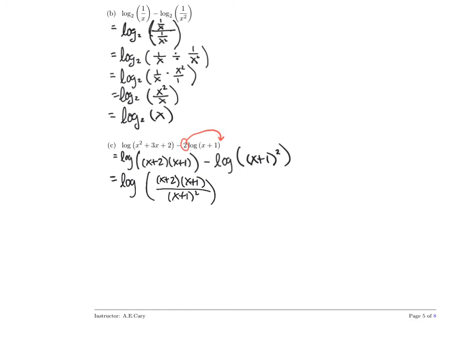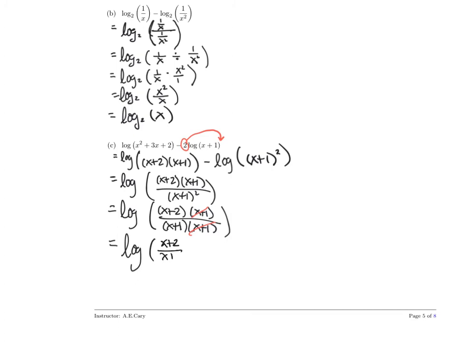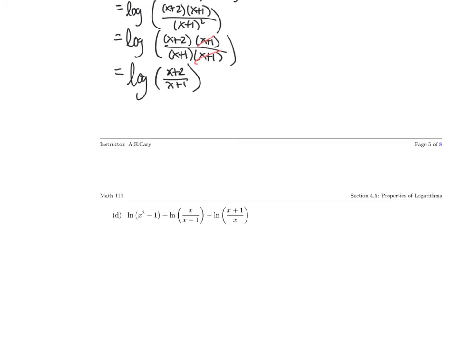Well, if I write this out the long way, it'll be log of x plus 2 times x plus 1 over x plus 1 times x plus 1, since that's what squared means. And I go, oh, you know what? Something does cancel out. Got that x plus 1 and that x plus 1, and we are left with log of x plus 2 over x plus 1. So it only took us a few steps, but we were able to simplify the whole thing into a single logarithm. Now, sometimes it takes more than 4 steps, such as problem D here.